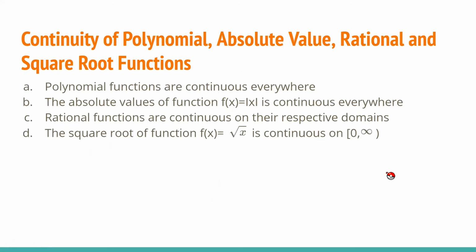Polynomial functions are continuous everywhere. The absolute value function f of x equals the absolute value of x is continuous everywhere. Rational functions are continuous on their respective domains. The square root function f of x equals the square root of x is continuous on the closed interval 0 to positive infinity.